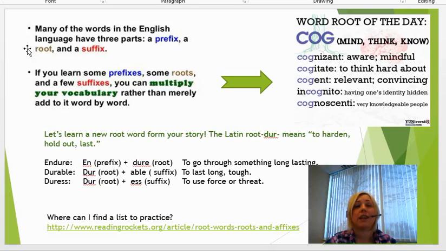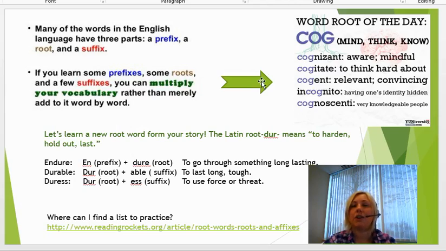Many of the words in the English language have 3 parts: a prefix, which is usually in the beginning, a root word, which sometimes is in the beginning or in the middle, and a suffix, which is typically at the end. Words can be broken down into parts. If you learn some prefixes, some roots, and a few suffixes, you can multiply your vocabulary, rather than merely add to it word by word.